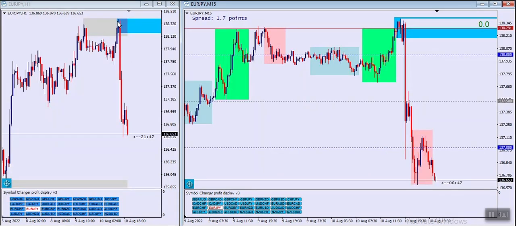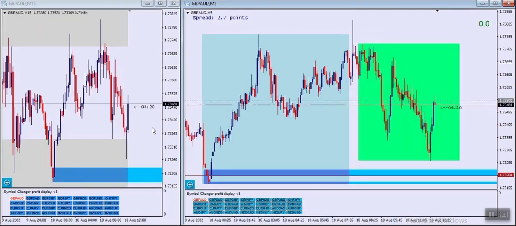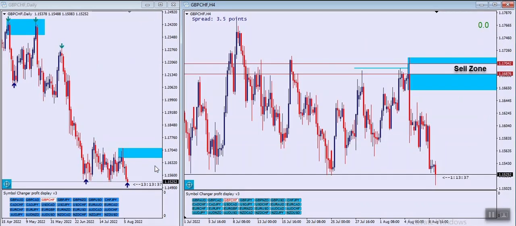Right, so you can see another block here, price creating inequality here. So hopefully I'm expecting that price will come back to this zone for a sell. This is GBP AUD, another block with inequality, and this was a loss, right? Price broke through it, and that was a loss.